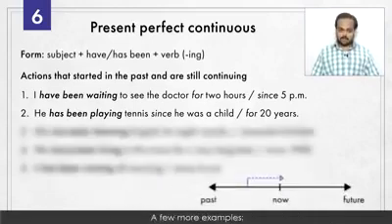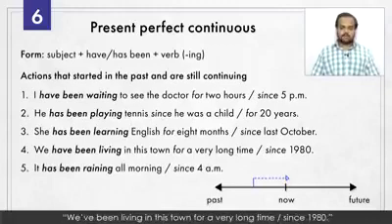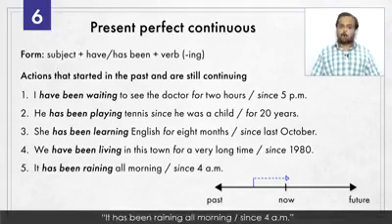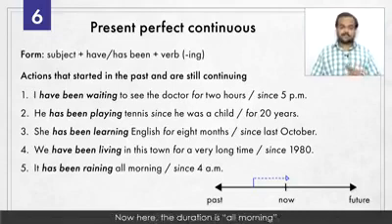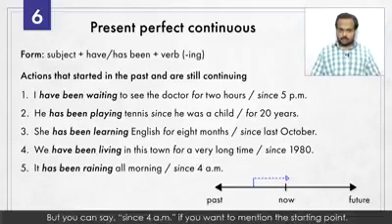A few more examples. She has been learning English for 8 months or since last October. We've been living in this town for a very long time, or since 1980. It has been raining all morning, or since 4 a.m. Now here, the duration is all morning. In fixed phrases like all morning, all day, all week, etc., we don't use for. But you can say since 4 a.m. if you want to mention the starting point.